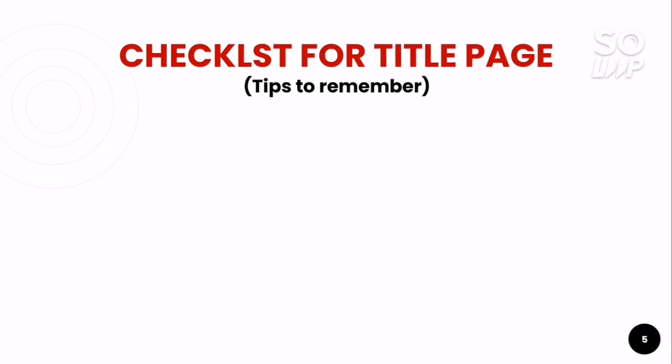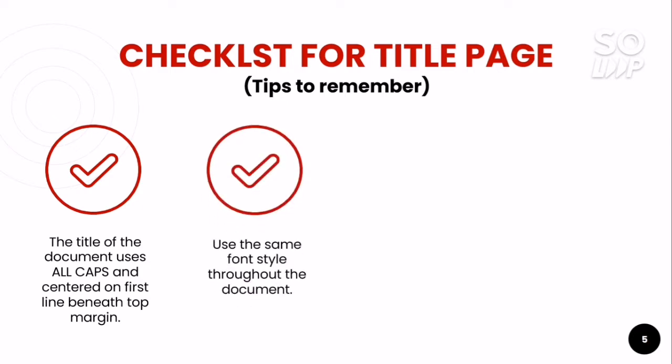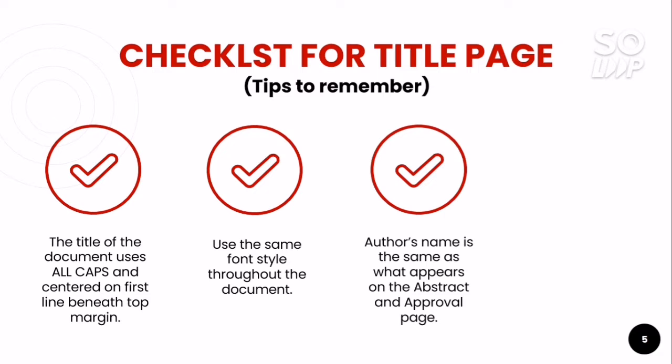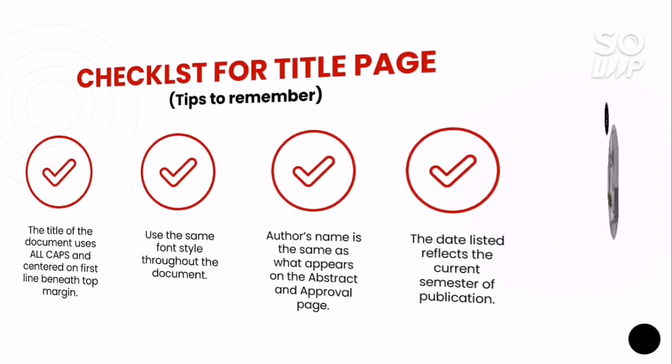Now, we have the checklist for the title page, or the tips to remember. We have, first, the title of the document uses all caps and is centered on the first line beneath the top margin. Second, use the same font style throughout the document. Third, the author's name is the same as what appears on the abstract and approval page. And lastly, the date listed reflects the current semester of publication.